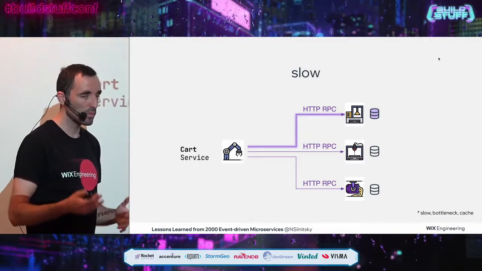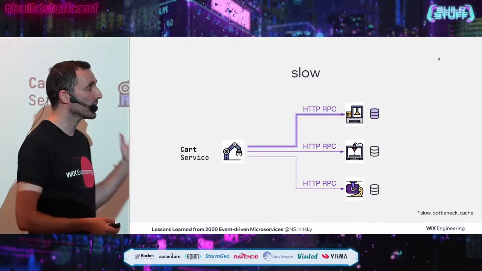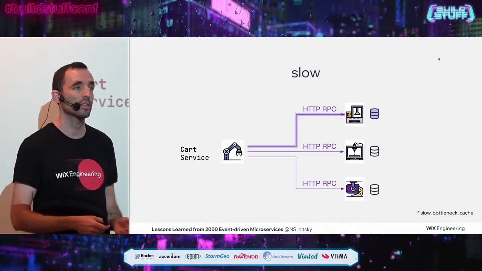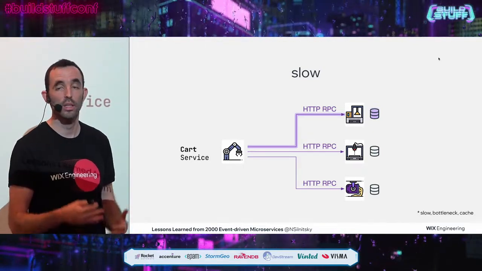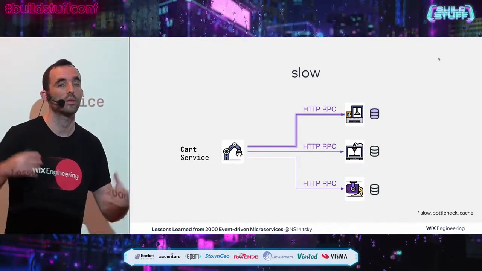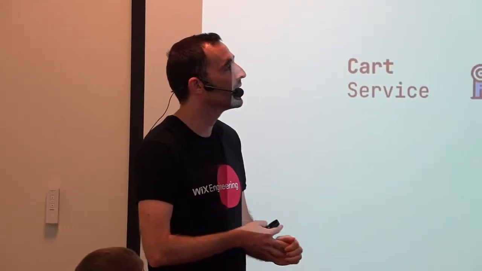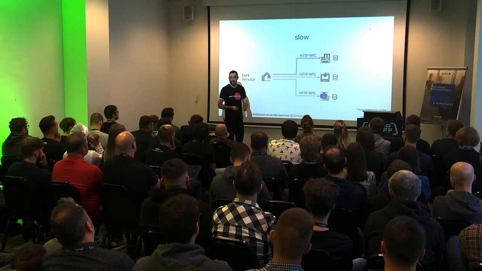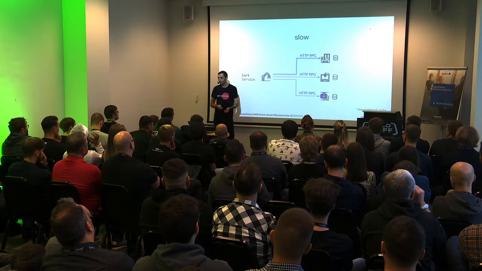So okay, we can fix that. We can introduce a cache. So the cart service will have a cache of the data from the other services. But of course, caching introduces its own complexity, one of the hardest things to do in software engineering. And we may end up with stale values and unsatisfied customers as well.